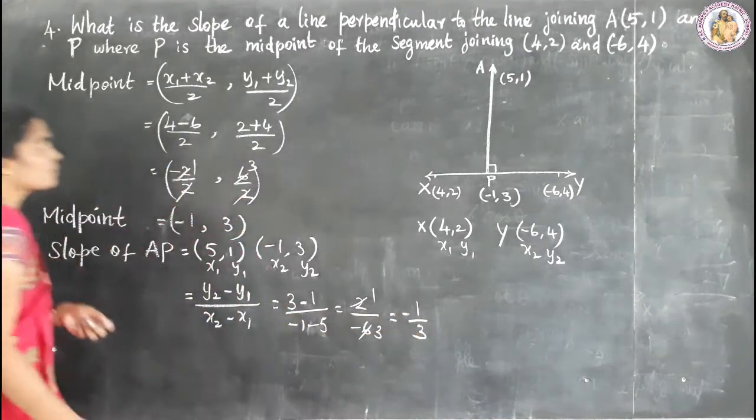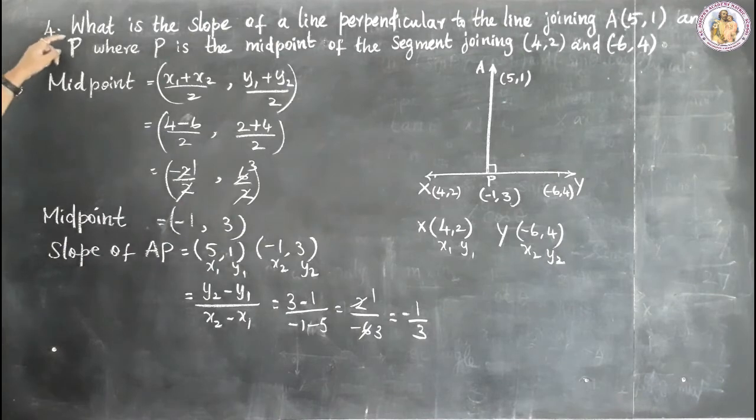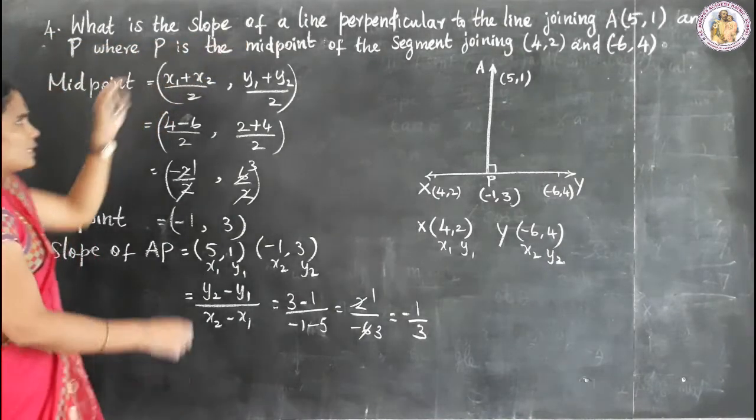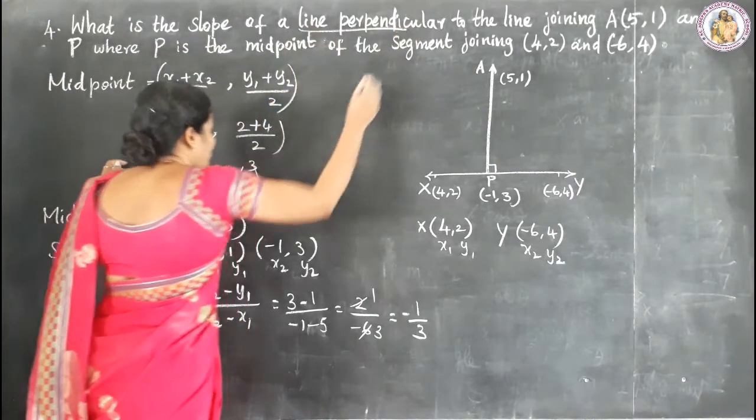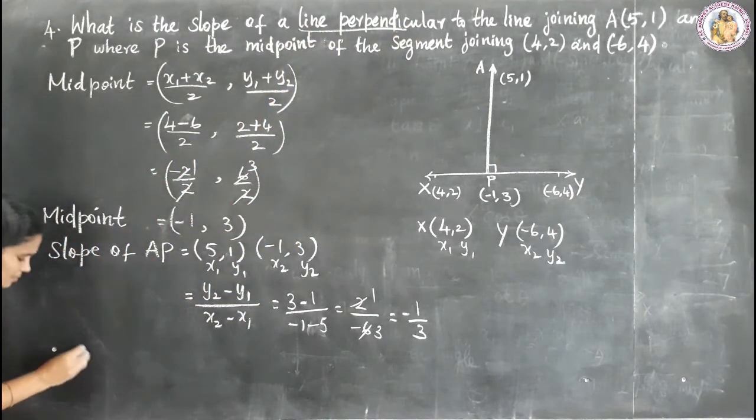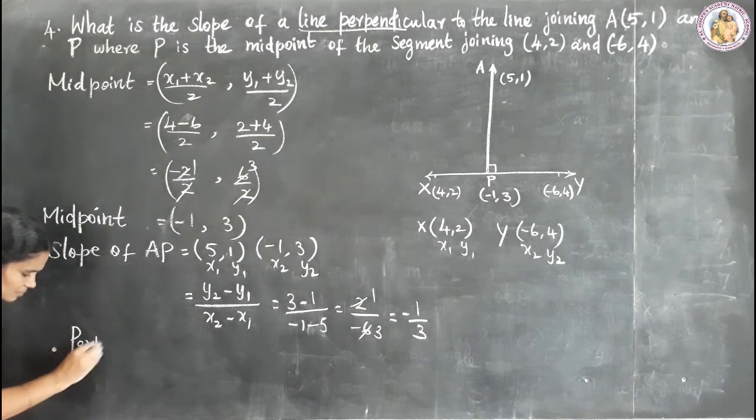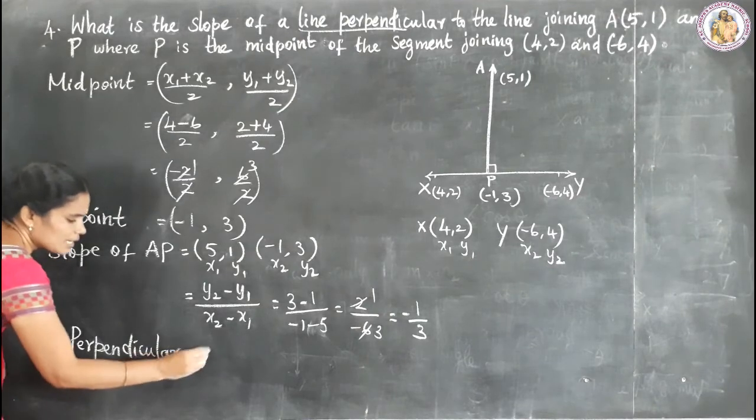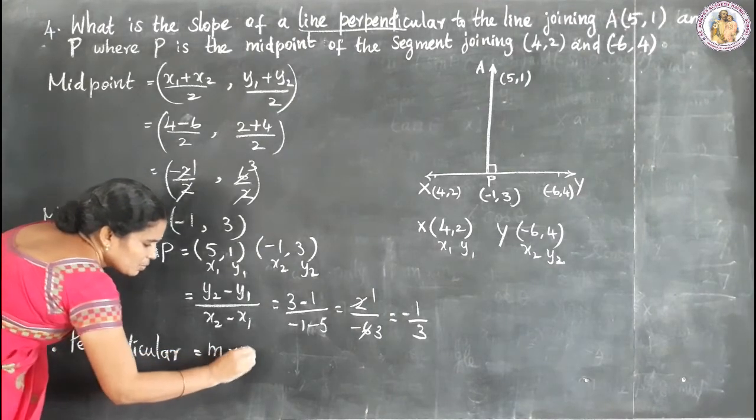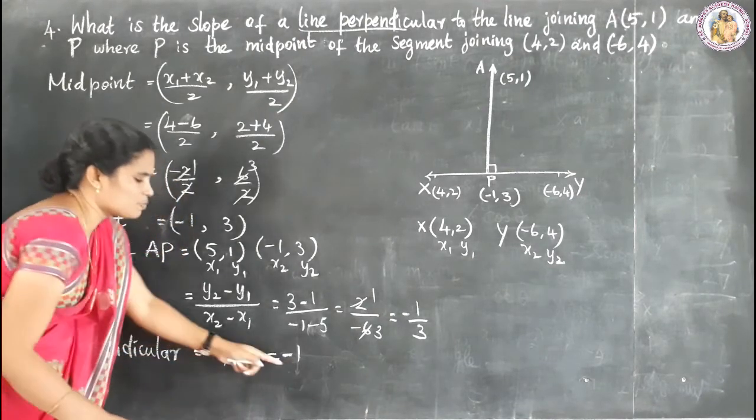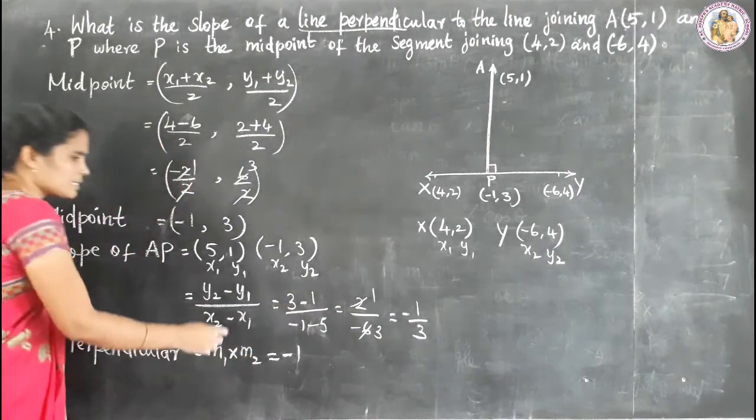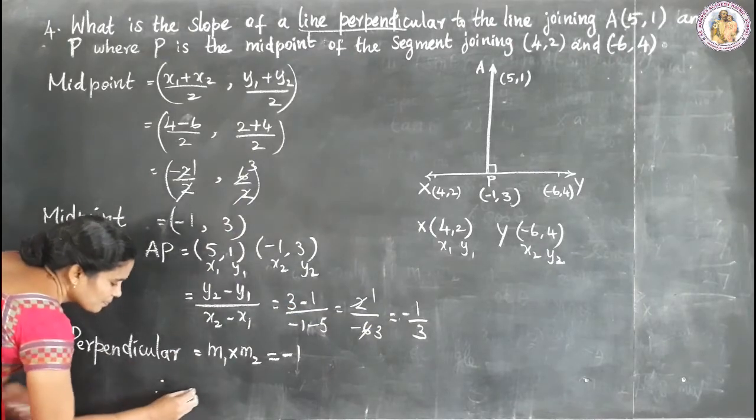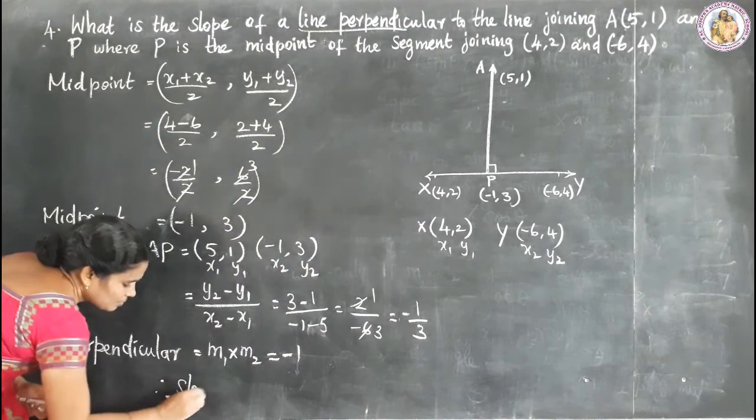Therefore the slope is minus 1 by 3. It is given that we need the slope of a line perpendicular to the line joining. So if it is perpendicular, consider m1 into m2 is equal to minus 1. So it must be minus 1 as per the rule, so it is given as minus 1 by 3. Therefore the slope is 3.